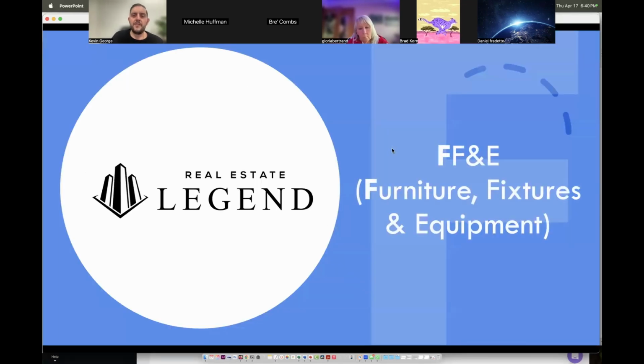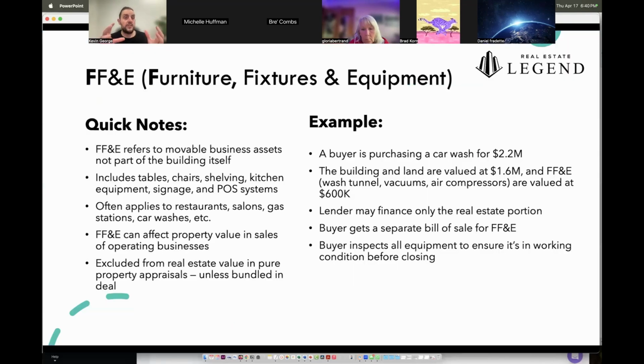F, FF&E: furniture, fixtures, and equipment. You remember back in real estate class, we learned something called trade fixtures. Trade fixtures are anything installed into the unit that's related to the business. This is very similar in a way, although this is for movable business assets. Okay, so they're not fixtures, but in a way they're similar.